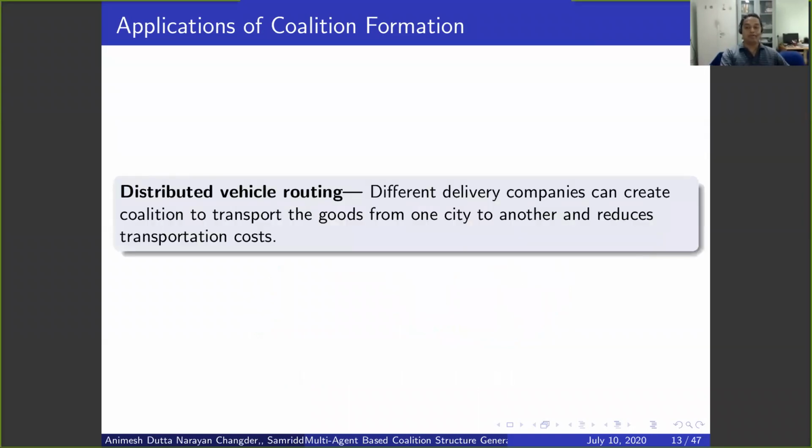Distributed vehicle routing. Nowadays, it is a very common phenomenon that some e-commerce company is selling the product online, but they are forming a coalition with some courier company to deliver the product at your household. So the actual organization is different, who is selling the product, but who is distributing the product is something different. For example, Flipkart and eCart. Flipkart is a separate organization, eCart is a separate organization. Similarly, there are a lot of e-commerce companies collaborating, forming coalitions with delivery companies.